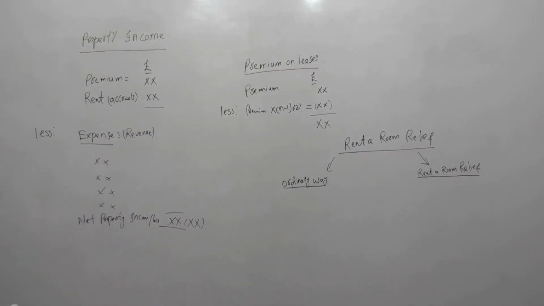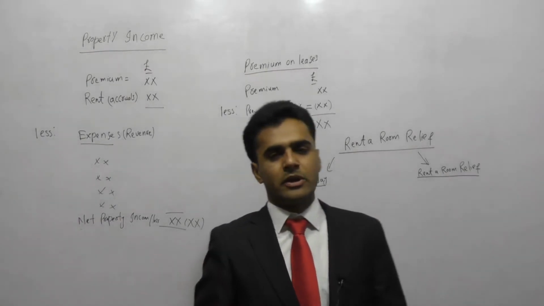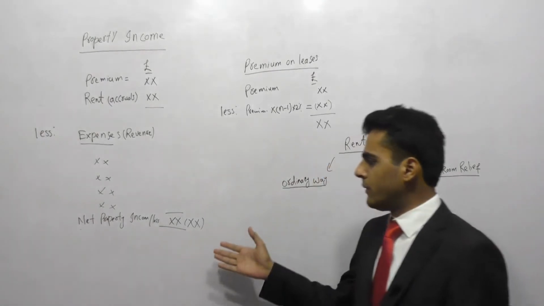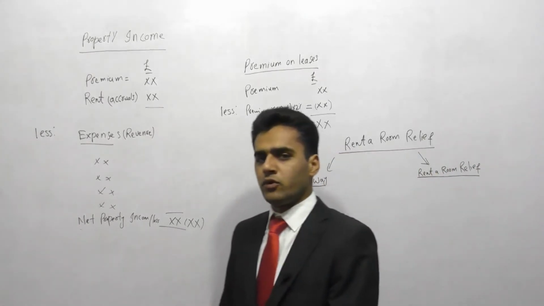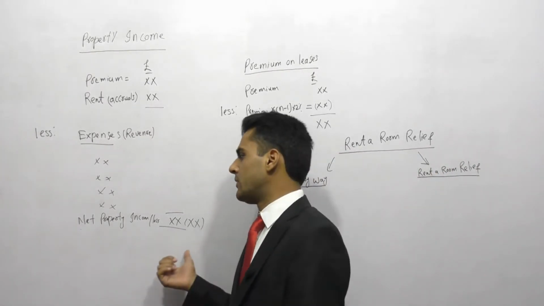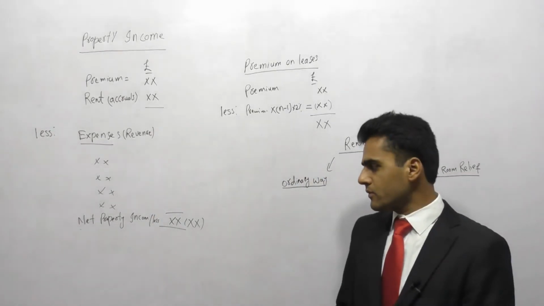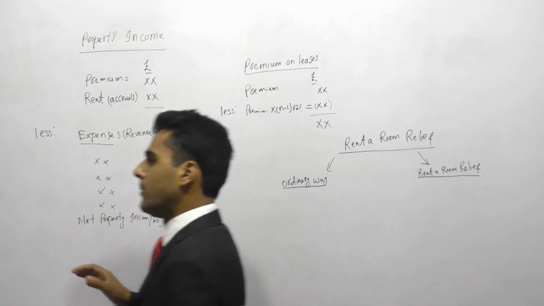Alright, now say for example if it is a loss here, it can be carried forward and it will be set off against the future property profits. Alright, so say for example if it would have been a loss, then we will carry it forward for the future years, and it will be set off against the future years property income. Alright, so that is our property income, and how to calculate the premium as well.